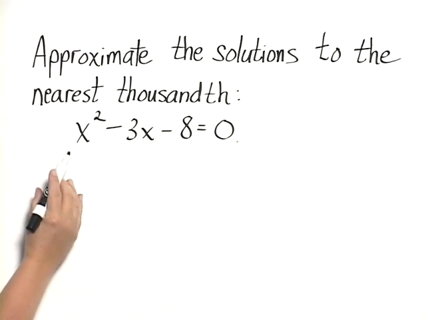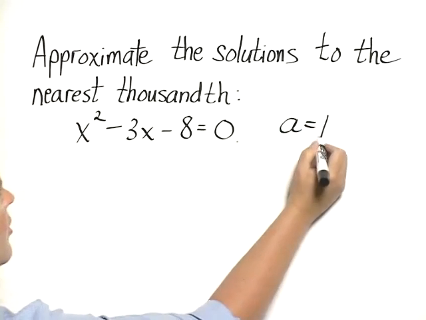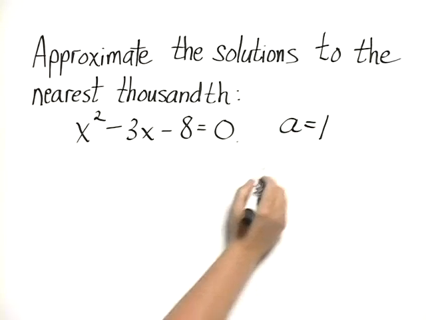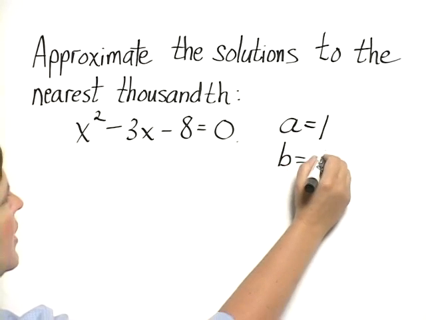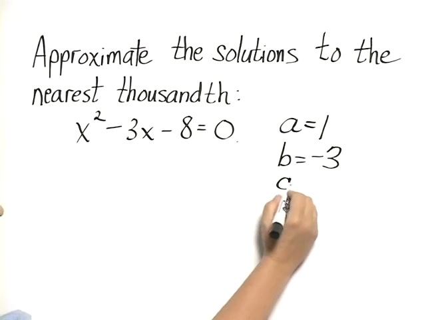a is the coefficient of the x squared term, so a equals 1. b is the coefficient of the x term, so b equals -3. And c is the constant, so c equals -8.